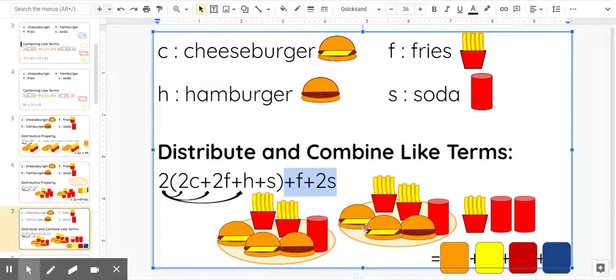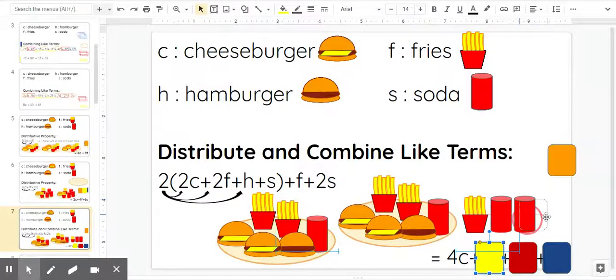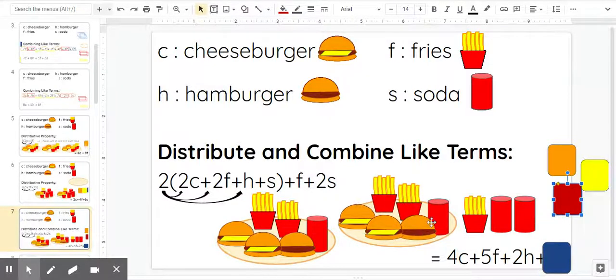So I still look at the picture and I'm going to count up everything. Altogether, I have 4 cheeseburgers, silly me. And I have 5 fries: 2 plus 2 plus this extra one, 5 fries. And 2 hamburgers, 1 from each table. And then 4 sodas, 1 at each table and the 2 extras.